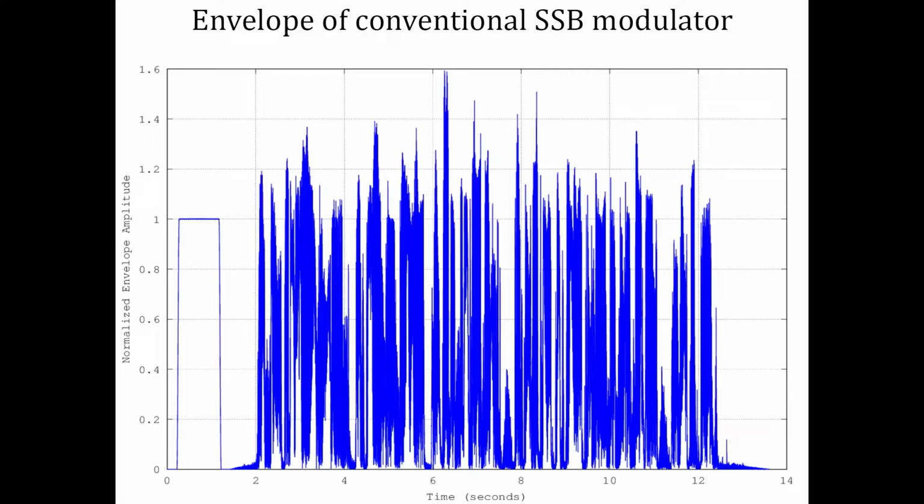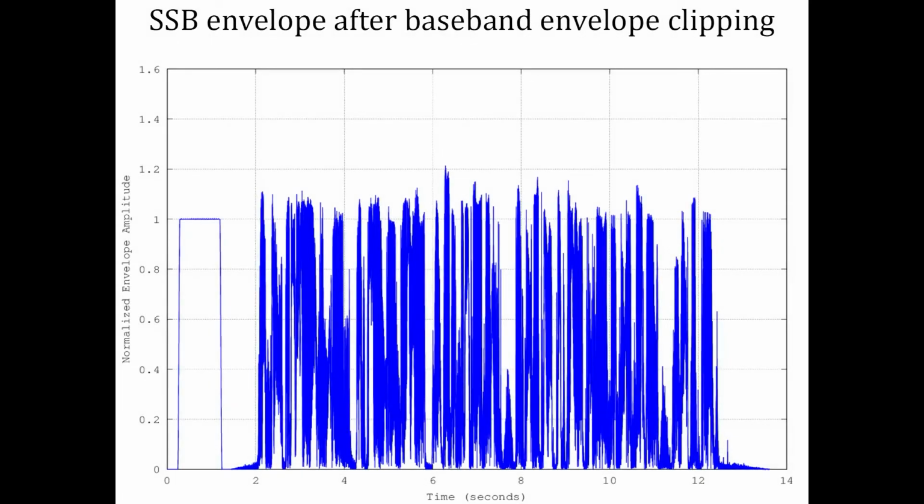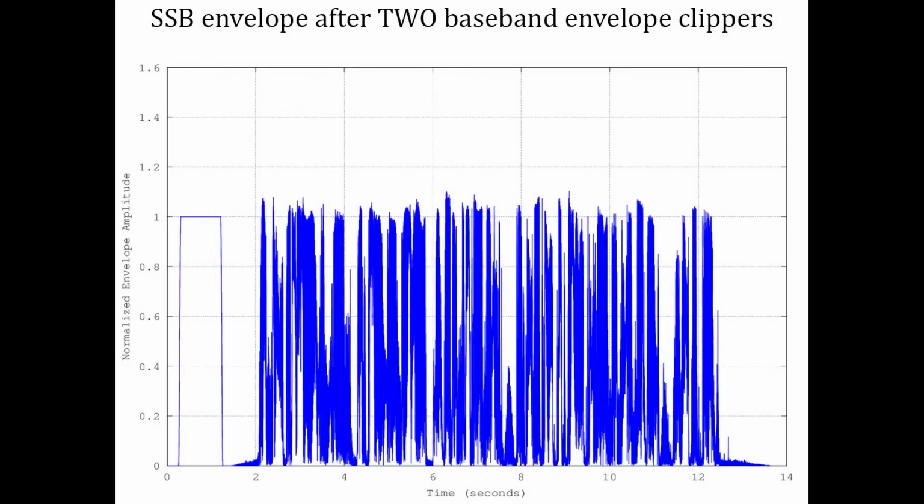Now let's take this signal and run it through the baseband envelope clipper that uses division. The overshoot is reduced a lot by the envelope clipper. We are down to 21.4% overshoot. That's still 47% overshoot measured in power. So what happens if we go through a second baseband envelope clipper? The overshoot is reduced some more, but there's still over 10% overshoot, and that is significant.